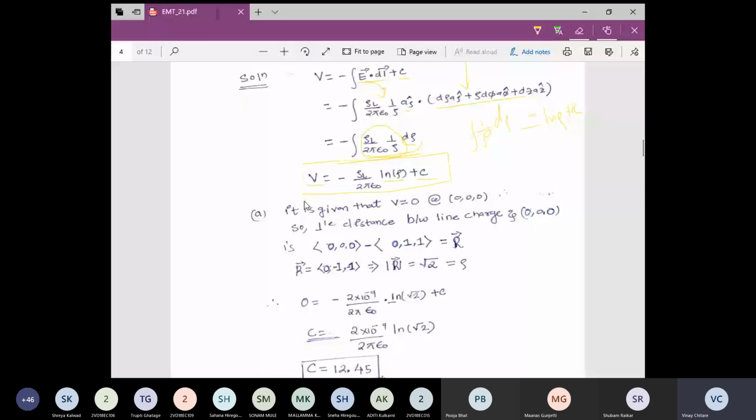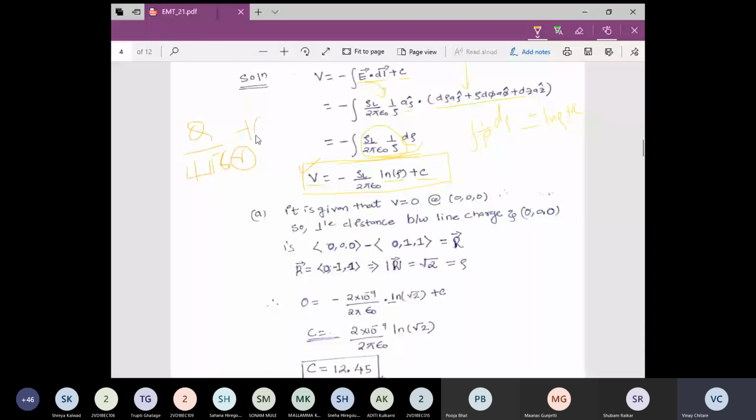You can really remember this result; it is quite worth remembering. As we know, the potential due to a point charge is q divided by 4 pi epsilon r, where r is the distance between the point charge and the field point. Similarly, you can remember this expression, which is the potential due to a line charge, and more generally we write even this as q divided by 4 pi epsilon r plus c.